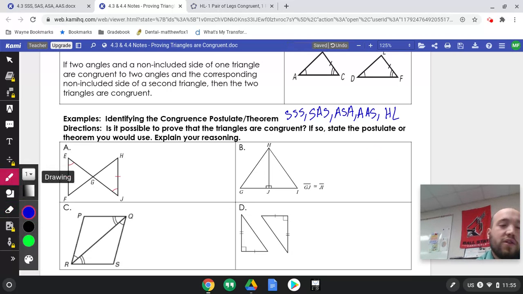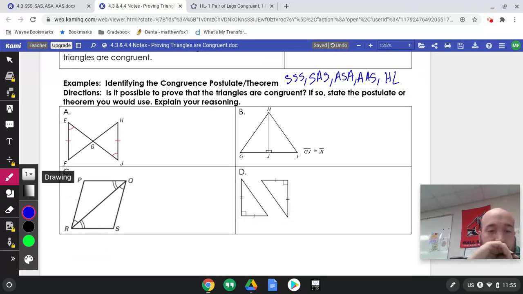Now, if we look here at this one, we right now have one side right here marked and one angle, and on the other one side and one angle. At this point, that's only two pieces of information. We need a third piece. However, right here in the middle, these are vertical angles. So I can mark those as congruent, and now if we look, I have an angle, and a side. On this one, angle, angle, side. And so we can prove this by the angle, angle, side theorem.